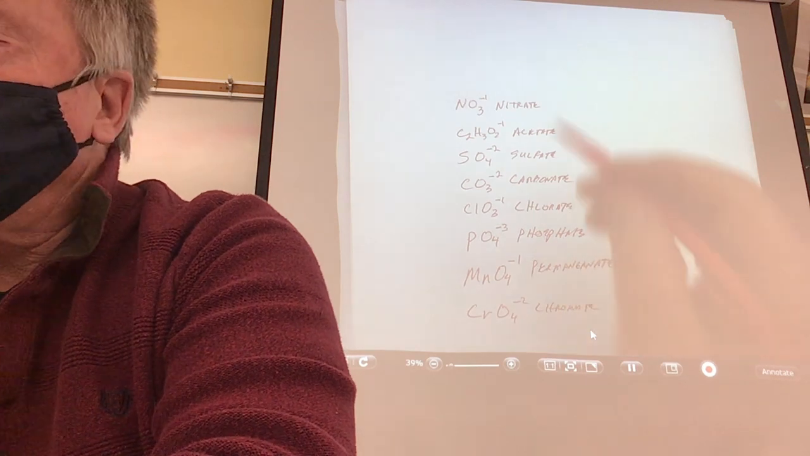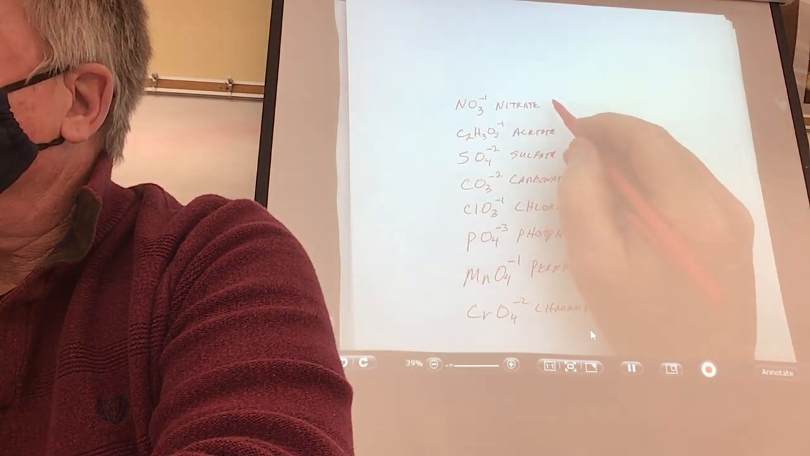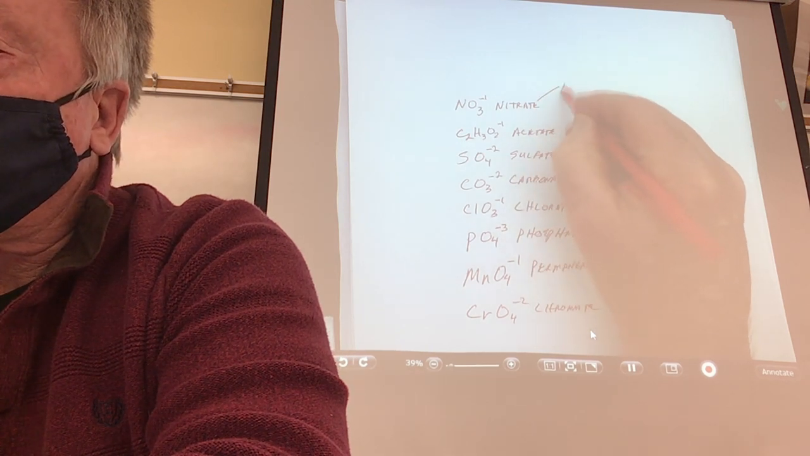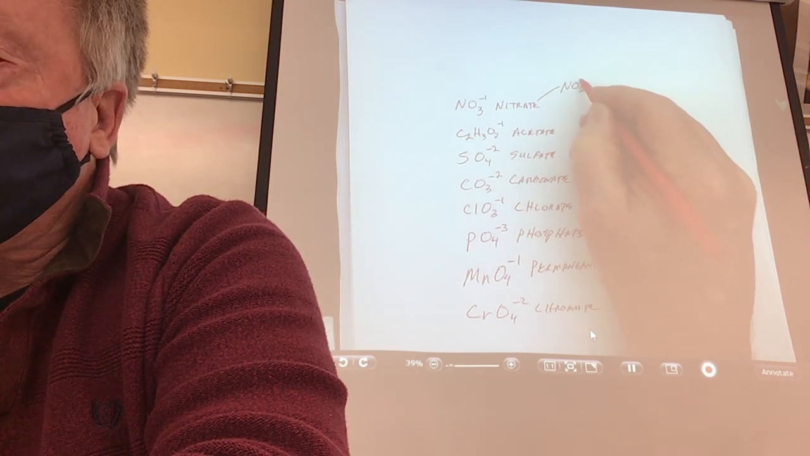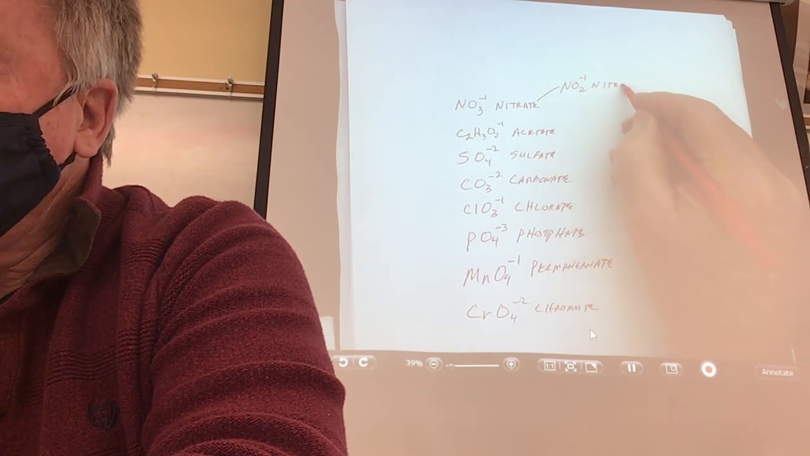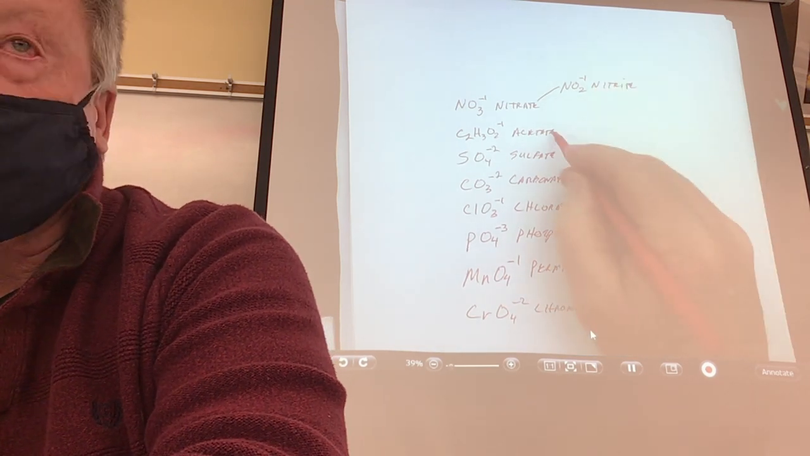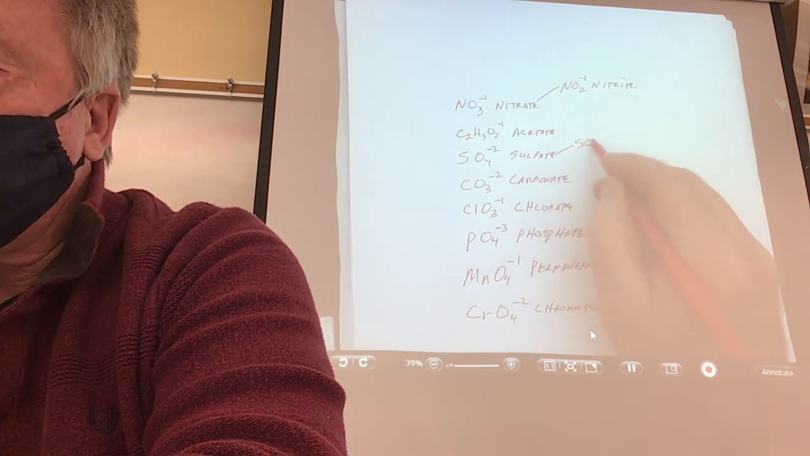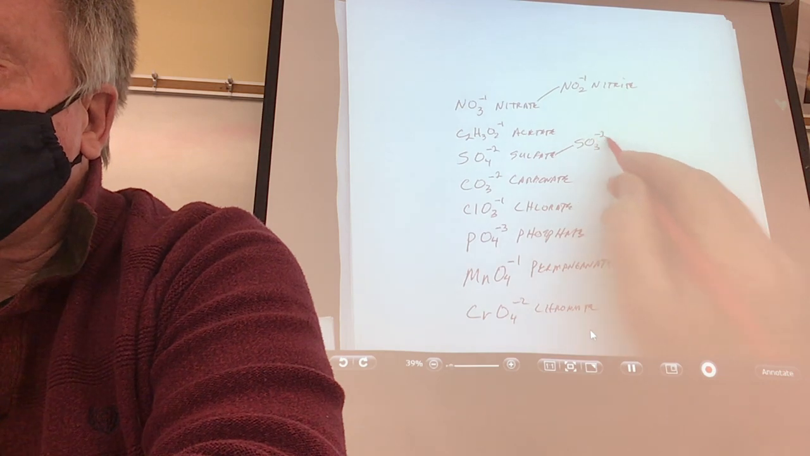Now, another thing I'm going to show you, here's some tricks I had for them. Ready? If you know nitrate, what would you call it if you took an oxygen away but had the same charge? Nitrite. And there is no acetite, but what if you took an oxygen away from sulfate? What's SO3?